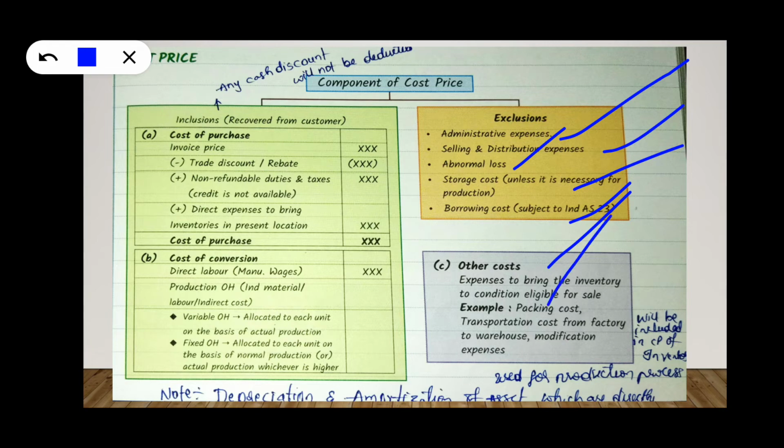I have one doubt: depreciation and amortization of machinery which is used in the production, shall we charge it to this or not? Yes, we will charge it, because it helps in the process of production, so we add it.